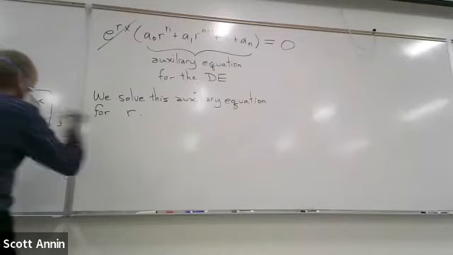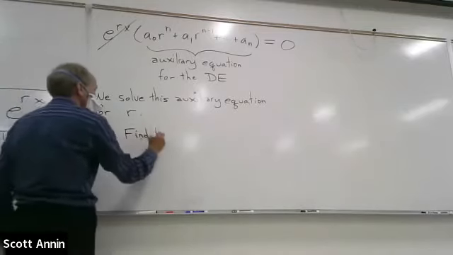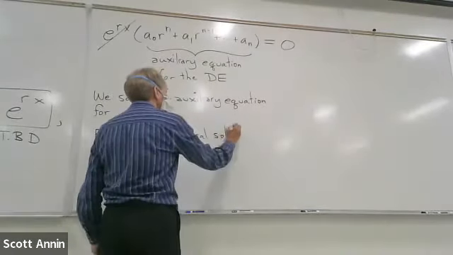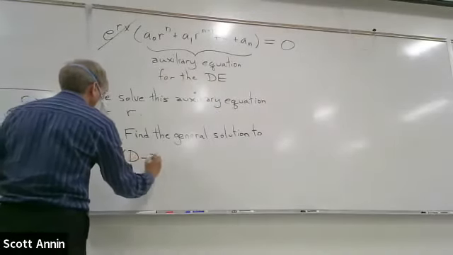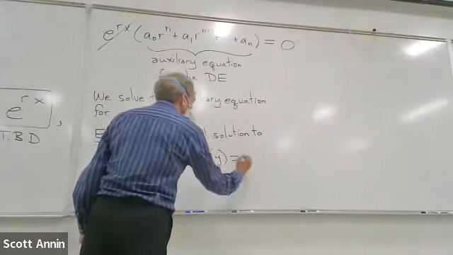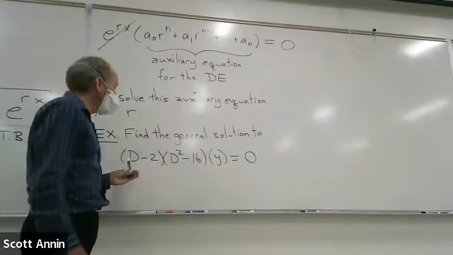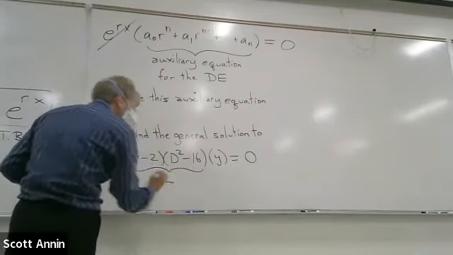So let's do an example. All right, let's do an example here. Let's find the general solution. So I'm going to give it to you this way: D minus 2 times the quantity D squared minus 16 of Y equals 0. This is a differential equation, by the way.